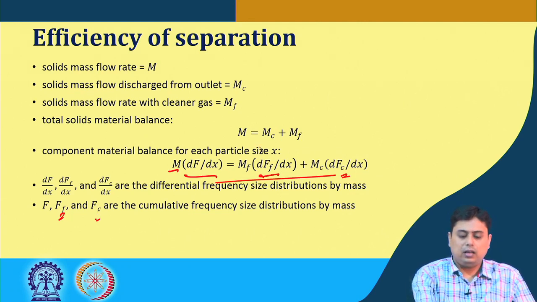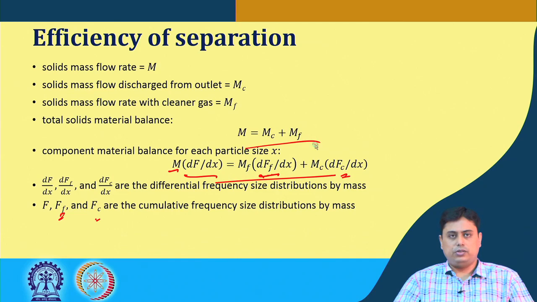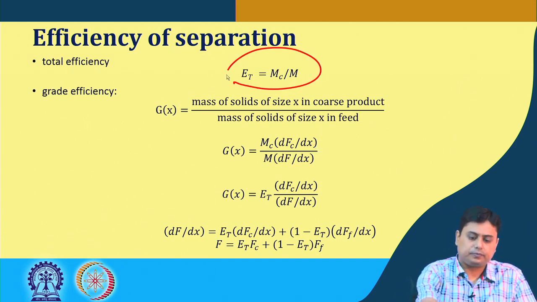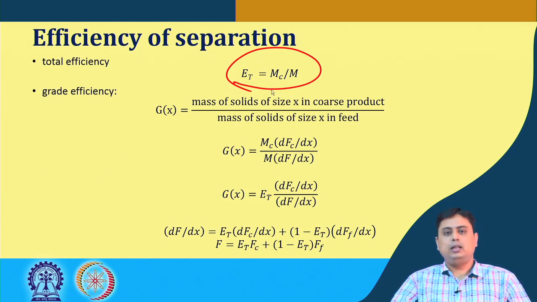Now, if these are the component material balance and the total solids material balance, then the total efficiency of the equipment, the cyclone separator, is defined as the mass fraction of the coarse particles that is collected during the whole operation, that is MC by M. The grade efficiency, which we have spoken about briefly during the elaboration of the schematic, is defined as the mass of solids of a certain size x in the coarse product and the mass of solids of size x in the feed.